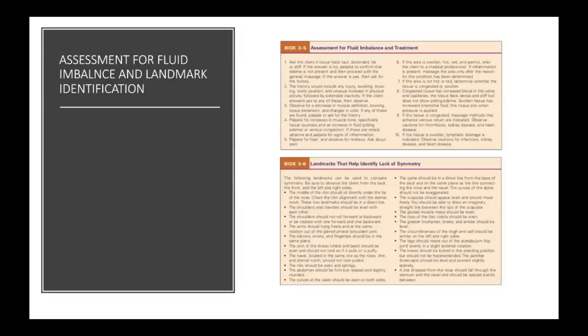All right. Here, box 3.6 talks about the landmarks that help identify the lack of symmetry. Let me just grab one. The shoulders and the clavicle should be level with each other. So here, this is just our postural analysis. So we know if we're taking a look at our client, so we're using postural analysis, we know that the shoulders, if one is slightly lower than the other, then we know we have some asymmetry going on with our client. Let me grab another one.